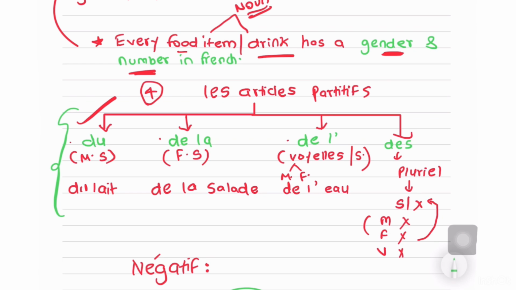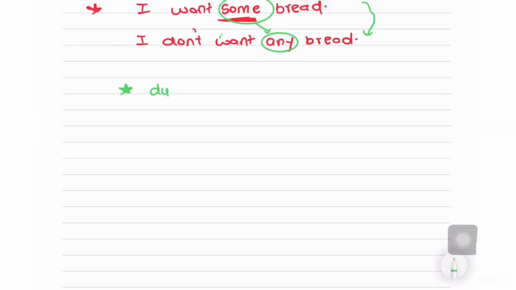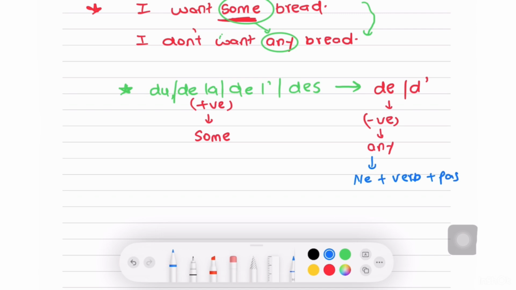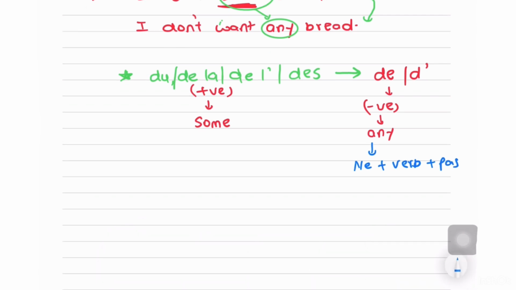In the same way, these four will also change into something if you're making it negative. Now, what do they change into? So in French, the du, de la, de l', and des become, this is extremely important, de or d'. So these are used in positive sentences and they mean some, and this is used in negative sentences and it means any. Okay, so whenever you're making the sentence into ne pas, we make it de or d', which means any.